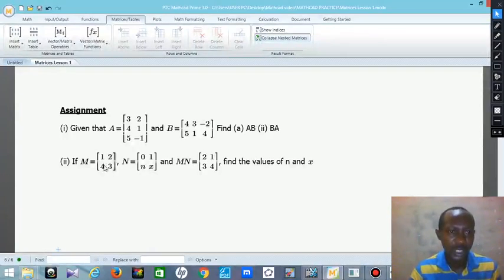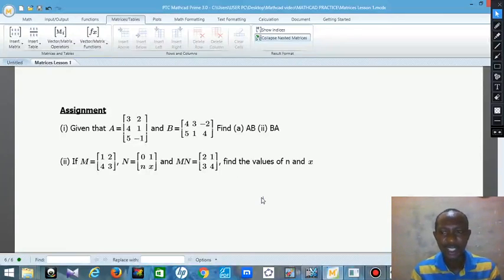Then this one is also a good one for practice. So you have two matrices M and N. When you multiply them, this is your result. But two unknowns are there, N and X. So they want us to find it. I want you to take your time and go through the lecture and follow the example very well. You can solve this assignment.